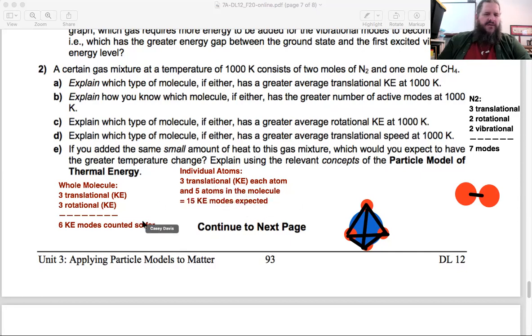These aren't added together, though, because looking at the whole molecule, we've just counted the 6 originally. We had, looking at the whole molecule as if it were just one solid object, 3 translational modes, 3 rotational modes. So we've counted 6 kinetic energy modes so far. But according to our individual atom analysis, there should be 15 kinetic energy modes. We've only counted 6 of them. So how many are left unaccounted for? 9. Right.